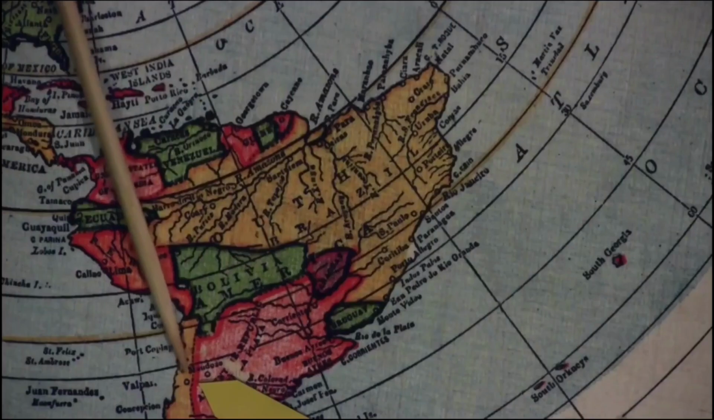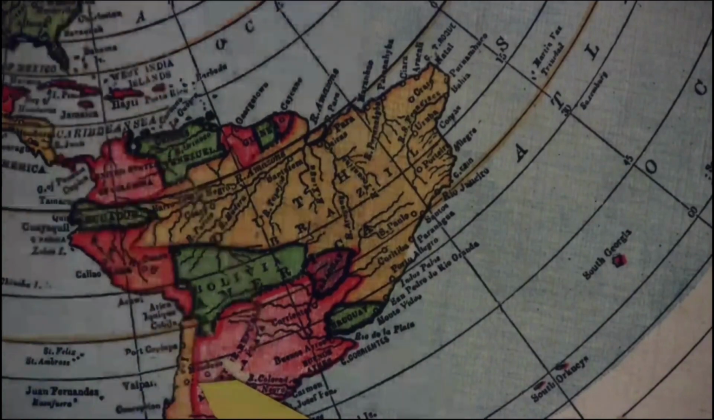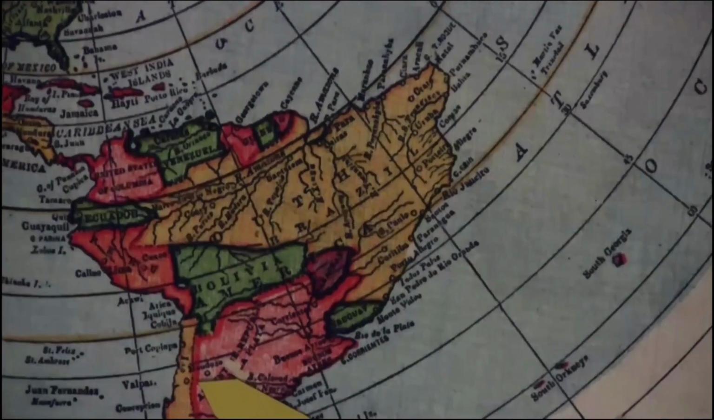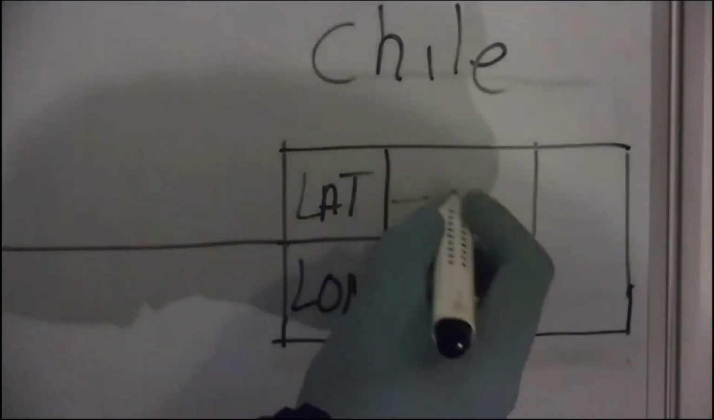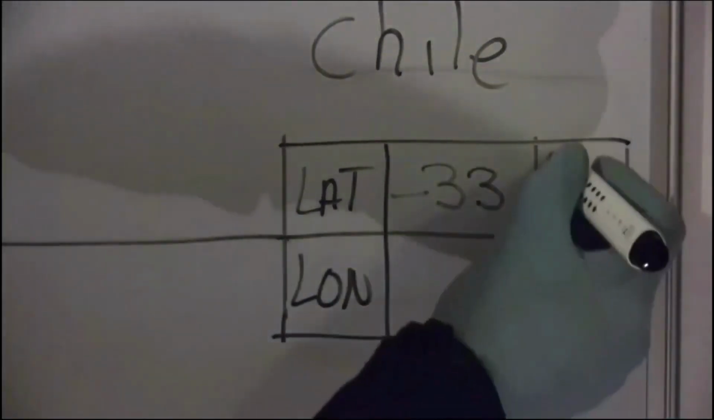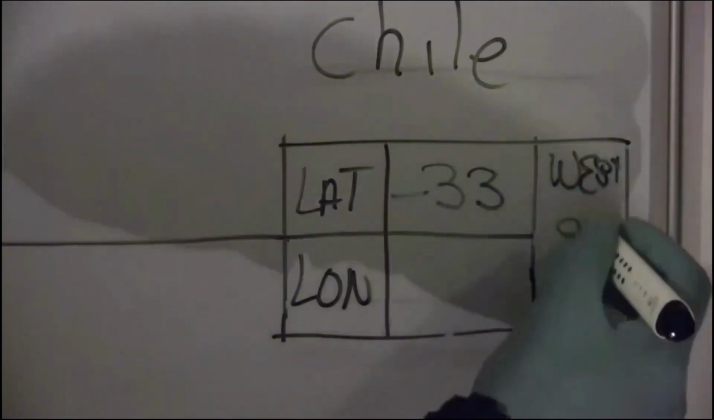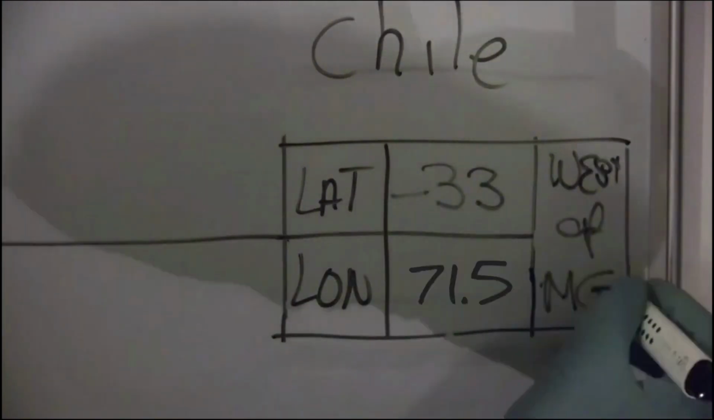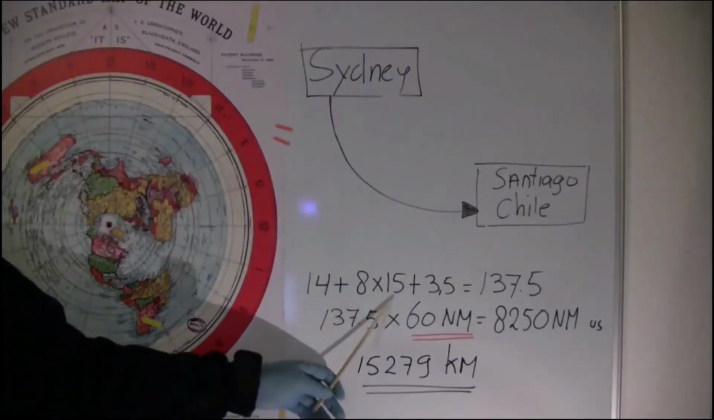So now we're going to check the distance between Sydney and Santiago. Since we already got the coordinates for Sydney, we're going to do Santiago. And I've already showed y'all how to do it, so I'm just going to skip to the results. So for Chile, we have 33 south latitude. And for longitude, it's 71.5 west of Greenwich.